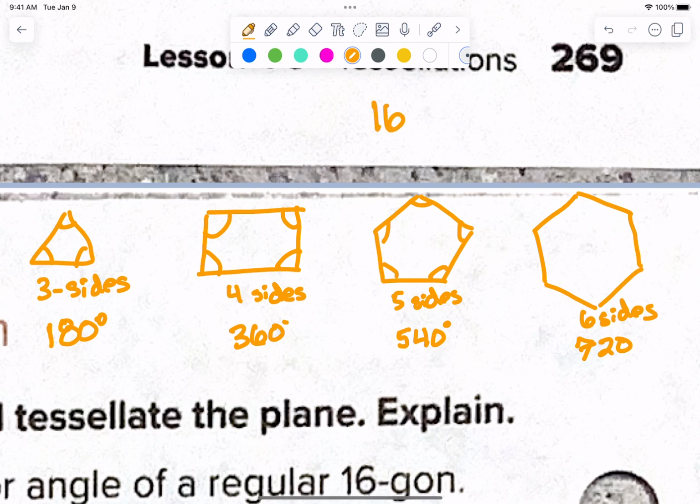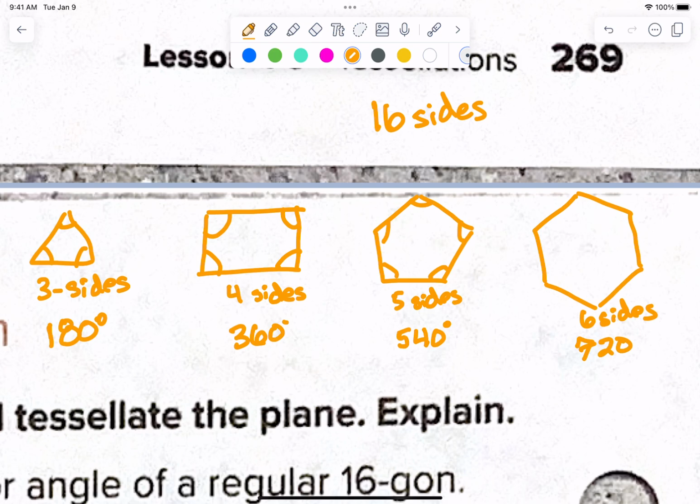What happens if I have a 16-sided figure? I'll figure that one out. Wait, hold on. Let's come up with a pattern here, right? If I have a 16-sided figure, I don't have to figure all of them out from 0 to 16, right? A 3-sided figure is 180 degrees. A 4-sided figure is 360. A 5-sided figure is 540. A 6-sided figure is 720.